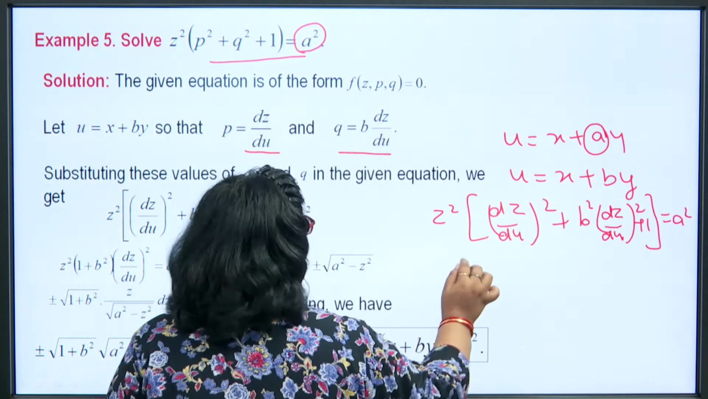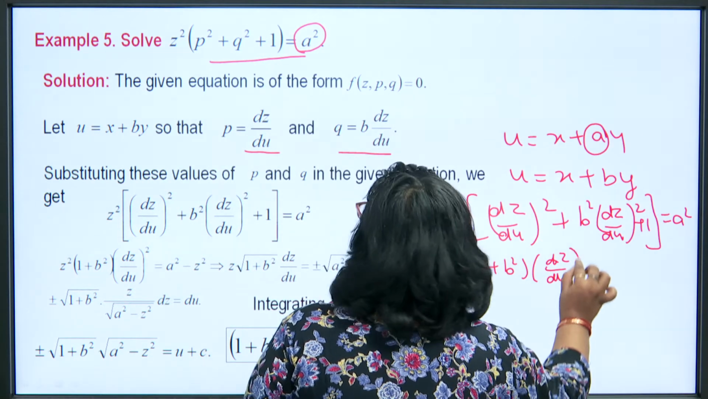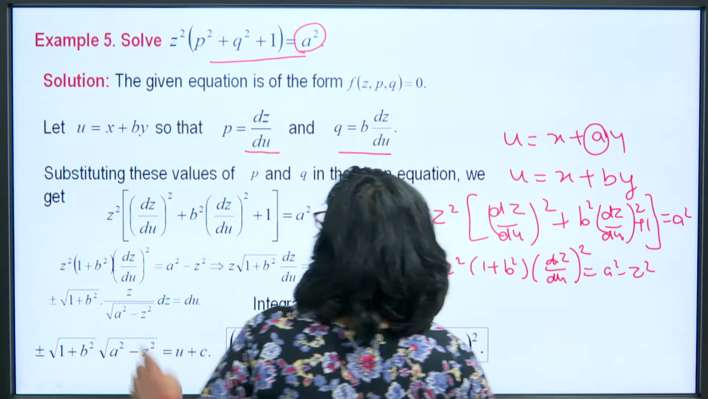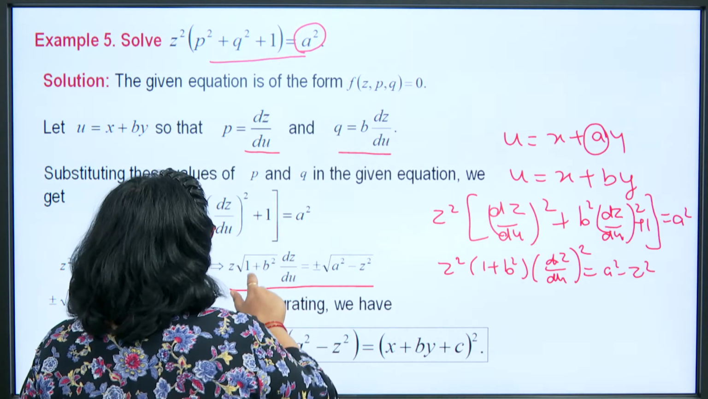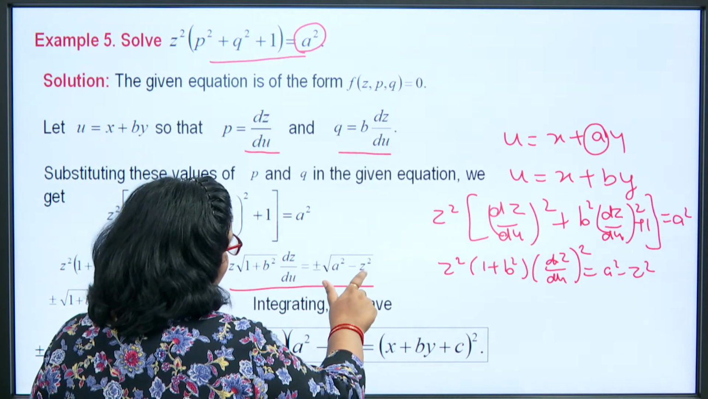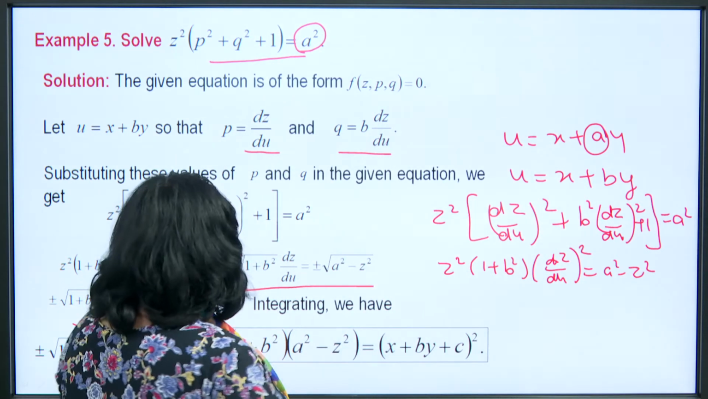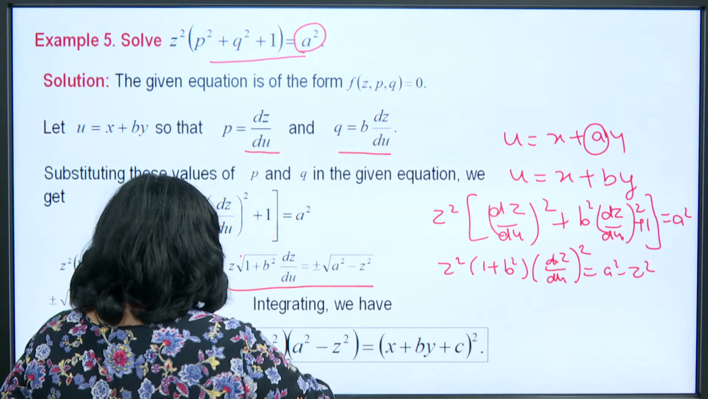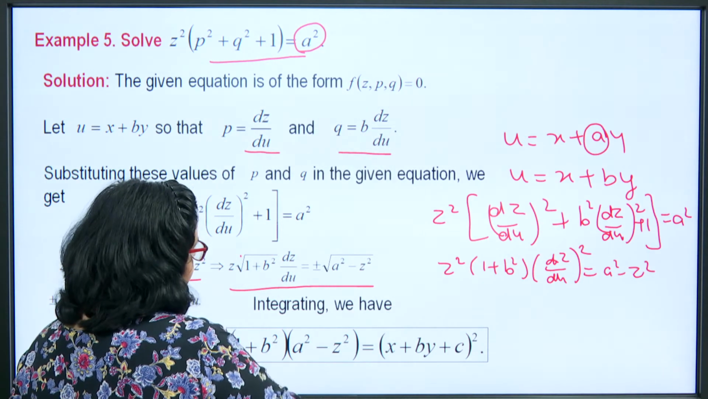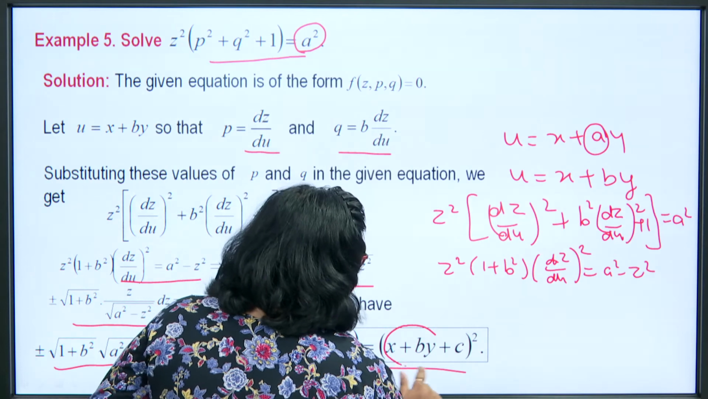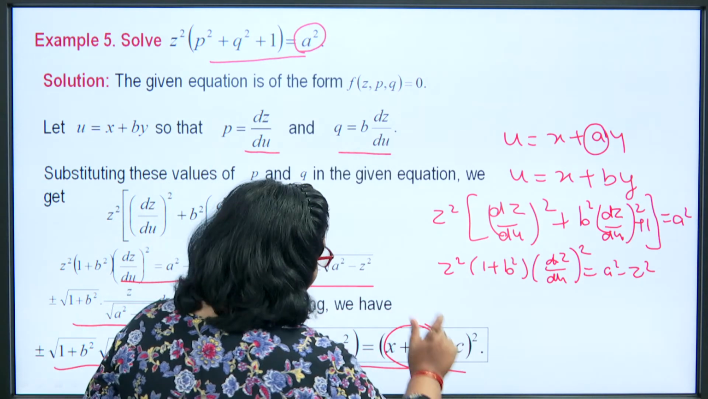Solving this equation we get z squared (1 + b squared)(dz/du) squared = a squared minus z squared. Taking the square root, z square root of (1 + b squared) dz/du = plus minus square root of (a squared minus z squared). Separating the z variables one side and u variables other side and integrating, we get plus minus square root of (1 + b squared) times square root of (a squared minus z squared) = u + c. Putting the value of u = x + by, we get (1 + b squared)(a squared minus z squared) = (x + by + c) squared.